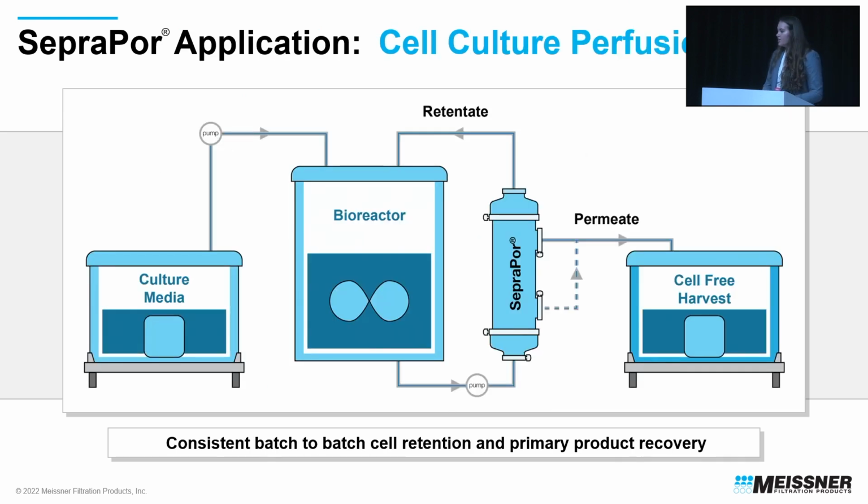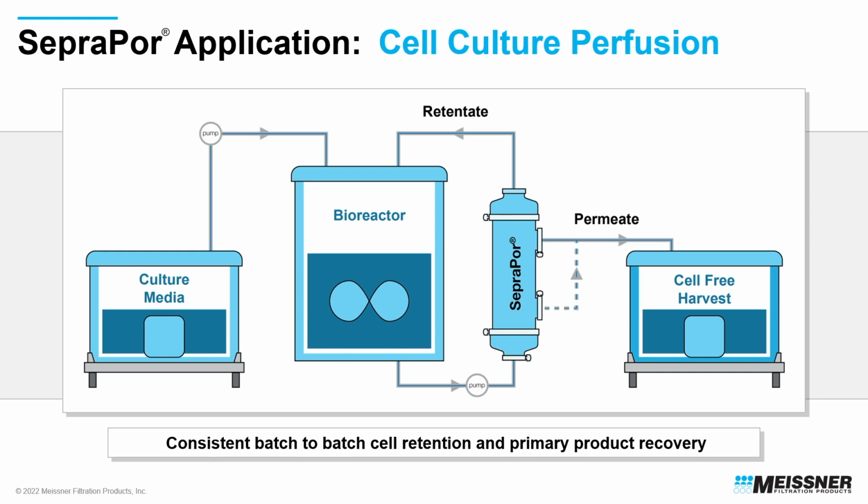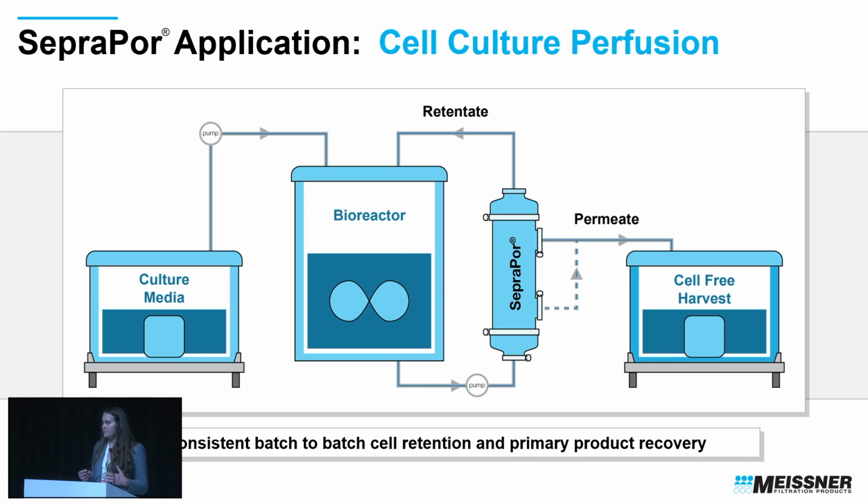Because of the reliability and robustness of our SepraPor hollow fiber filters, they are ideal for cell culture perfusion applications. Perfusion applications can often run up to a few weeks, so long-term consistency is key. Here we can see a typical perfusion setup, where you would have cells suspended within the bioreactor and pumped through your tangential flow filter. The cells are retained in solution and flow back into the bioreactor with the retentate. Product containing permeate is filtered out through the SepraPor filter, and that is collected as cell-free harvest.